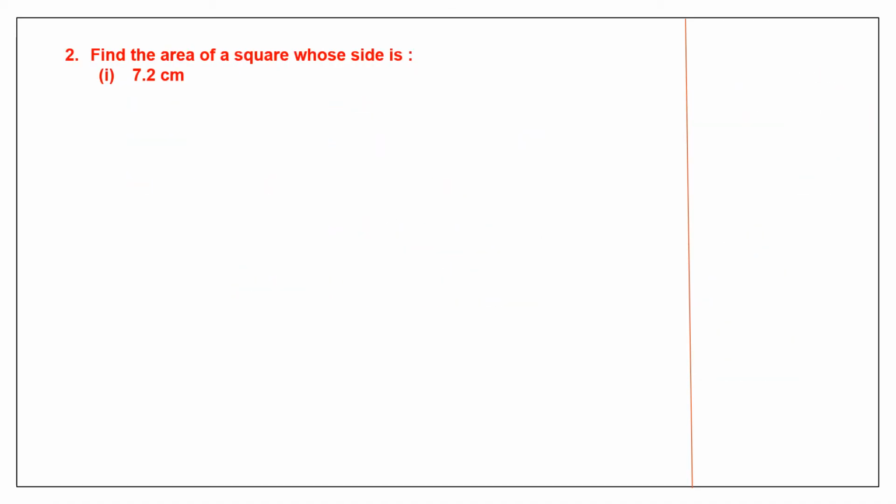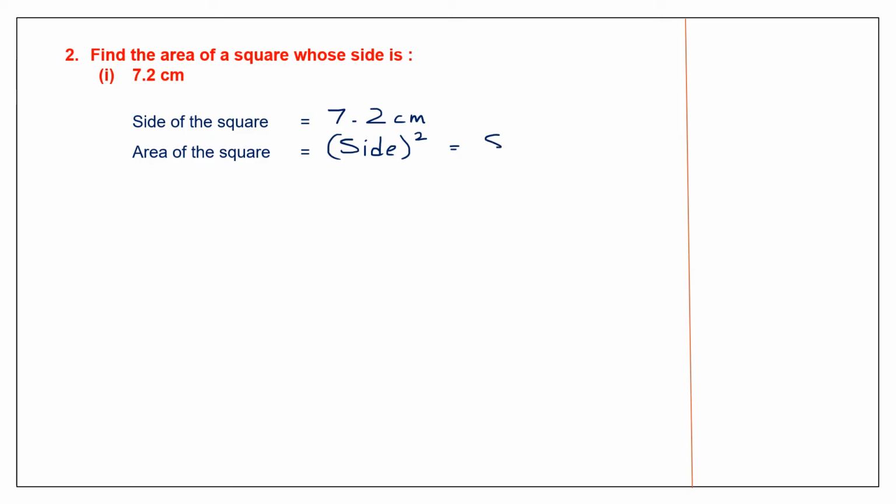Question 2. Find the area of a square whose side is, the first one, 7.2 centimeters. So let's start. The side of a square is 7.2 centimeters. Now we have to find the area of the square. The formula to find the area of the square is side raised to the power of 2, that is side square, or side into side.